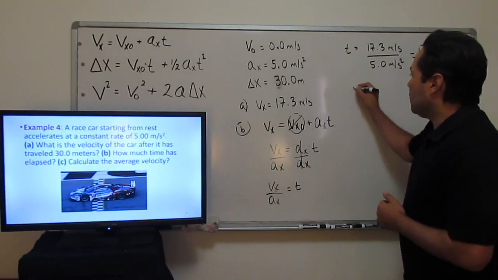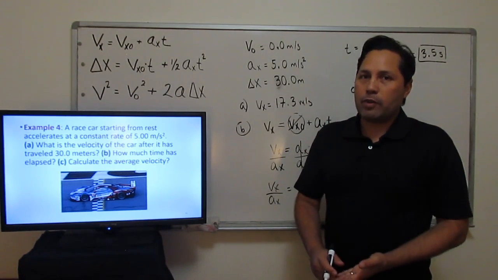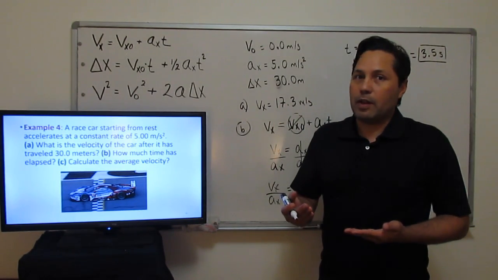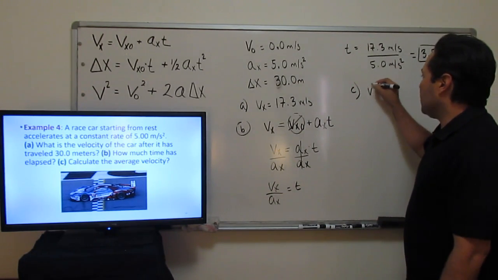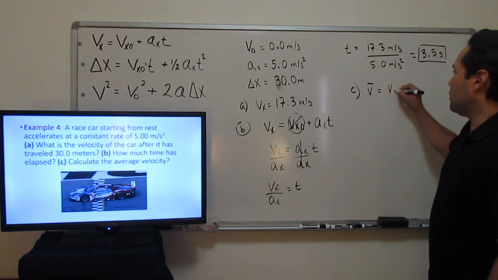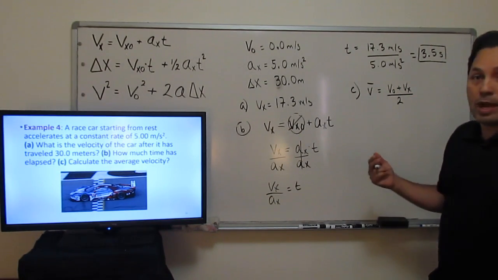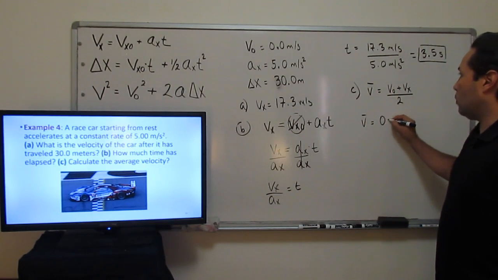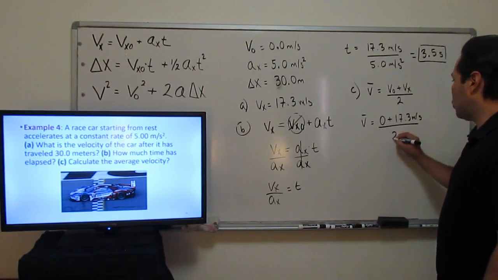Now part C, they're going to go ahead and ask you, calculate the average velocity. Now average is simply you get the initial velocity, final velocity, add them together, and divide it by 2. That's how you get an average. So the average velocity, so I'm going to put the V with a little symbol on top, is going to be the velocity initial plus the velocity after some time has gone by divided by 2 because it's an average. So that'll be our formula. So for our average velocity is 0 plus 17.3 meters per second over 2.